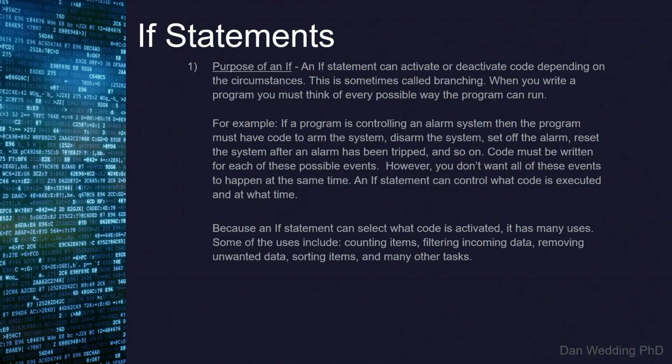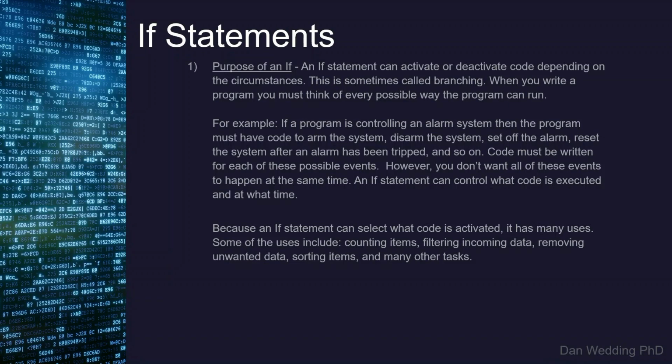An if statement can activate or deactivate code depending on the circumstances. This is sometimes called branching. When you write a program, you must think of every possible way the program can run. For example, if a program is controlling an alarm system, then the program must have code to arm the system, disarm the system, set off the alarm, reset the system after an alarm has been tripped, and so on. Code must be written for each of these possible events.